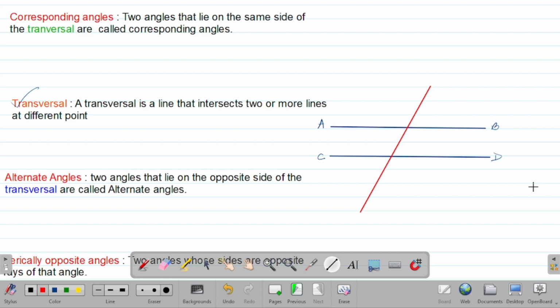If we name it E and F, then EF is a transversal to the parallel lines AB and CD. Here you can see that 8 different angles were produced.